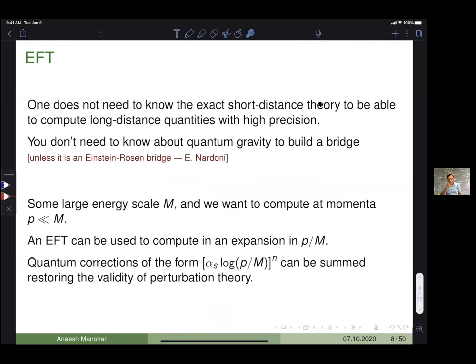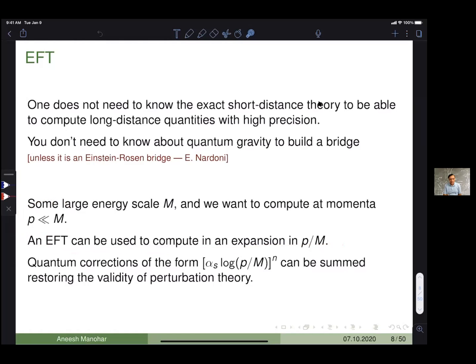The setup I'm going to use is there's some large energy scale m, and we want to calculate in our theory at momenta which are small compared to the scale. So the approximation is going to be in powers of p over m. Often this is called lambda, but I'm using lambda for the cosmological constant, and I hope I switched all my lambdas to m's here. So the EFT can be used as an expansion in powers of p over m.